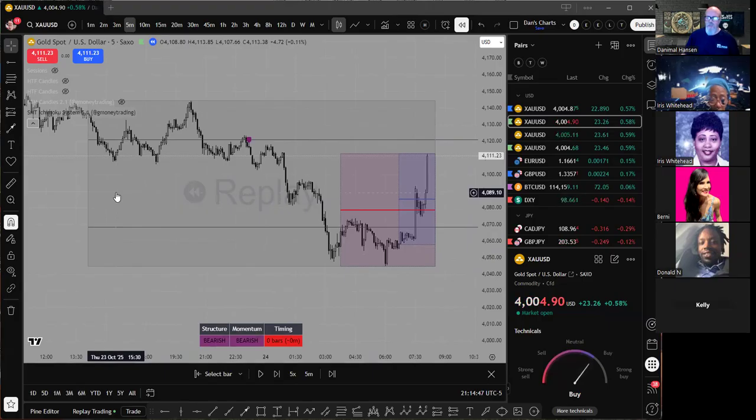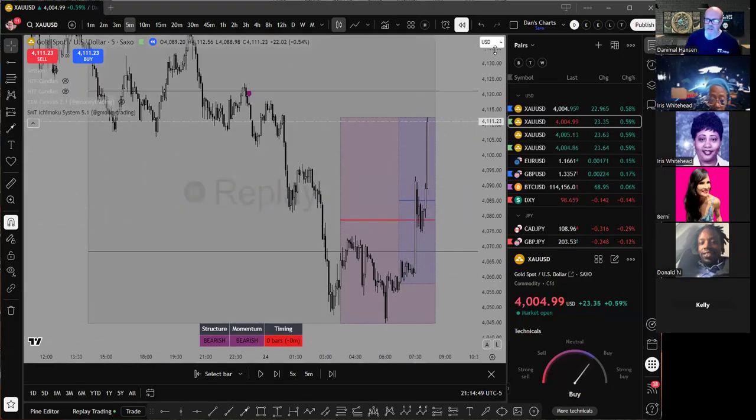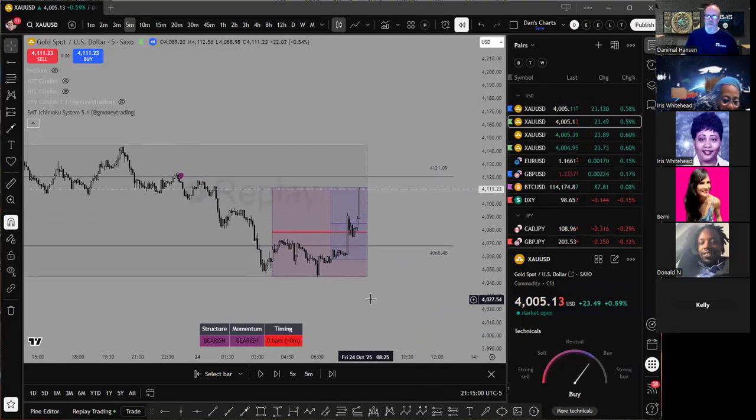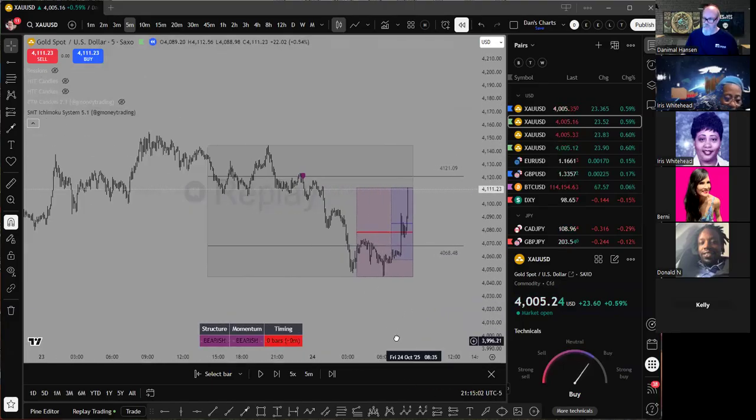I wish you'd make this midpoint darker. I don't know if you can see that. I don't think I can even see it. I think you got rid of it. I think G-Money got rid of it. No. But you can fib it.